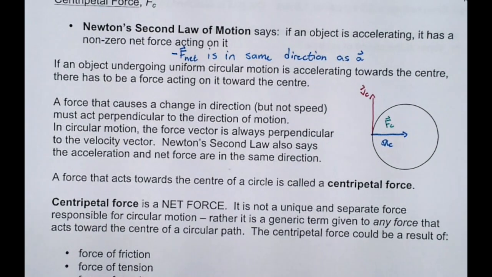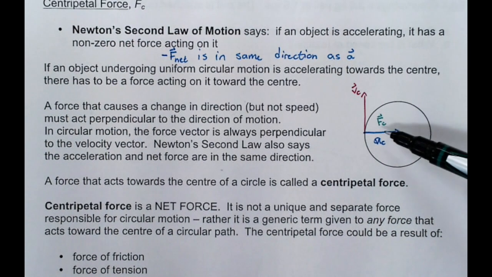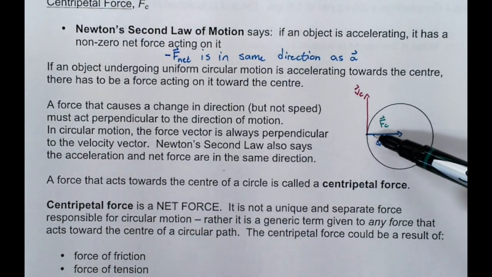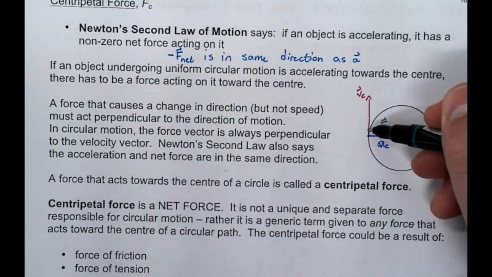A force that causes a change in direction but not speed must act perpendicular to the direction of motion. In circular motion, the force vector is always perpendicular to the velocity vector. So that's the same thing we have here. Our force vector is perpendicular to the velocity vector. They're at a 90-degree angle.